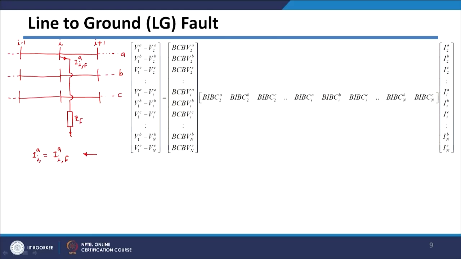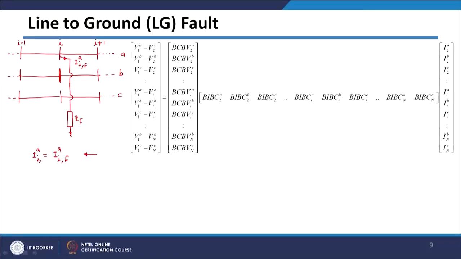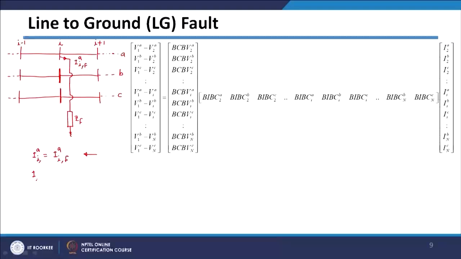Now this fault current is very large as compared to your load currents. So load currents will be negligible as compared to fault currents. In that case, since all other nodes like this node of B phase or node of C phase will be serving load currents which are basically negligible, we can say that B phase current will be almost equal to 0 as compared to the fault current. Similarly, I can say the C phase current of ith bus will also be equal to 0.